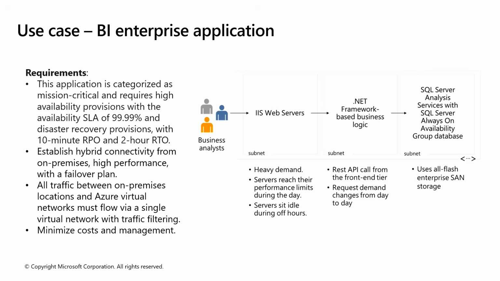We need to establish hybrid connectivity from on-premises into the working app, leveraging high-performance scenarios with a failover plan. All traffic between the on-premises locations and the Azure virtual networks must flow via a single virtual network with traffic filtration. We would also like to minimize cost and management effort wherever we can. Think about the solution. How would you deploy it?